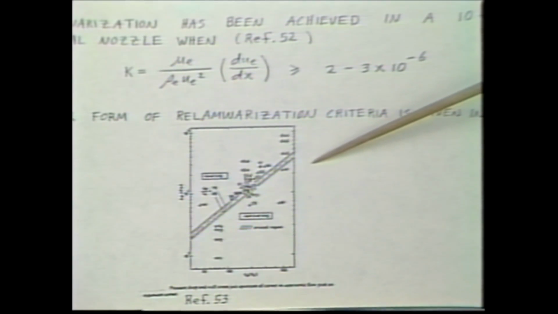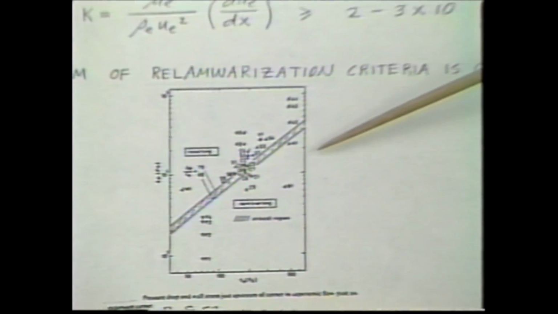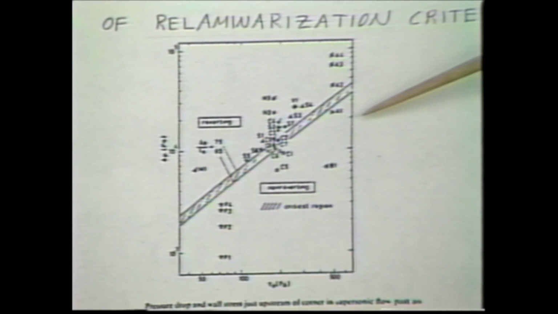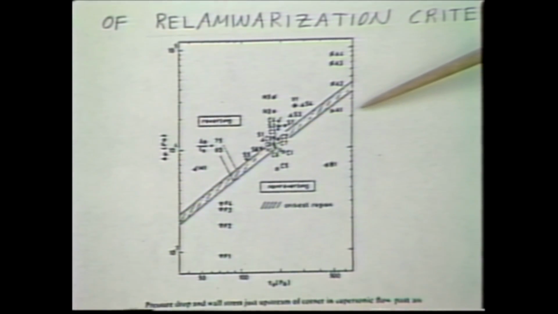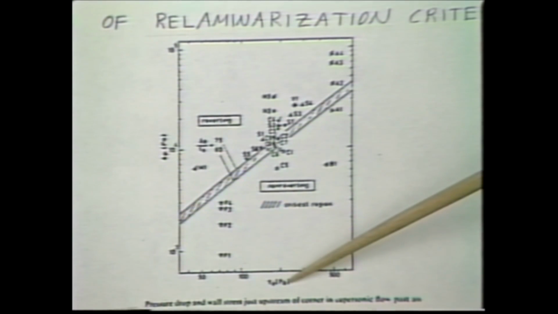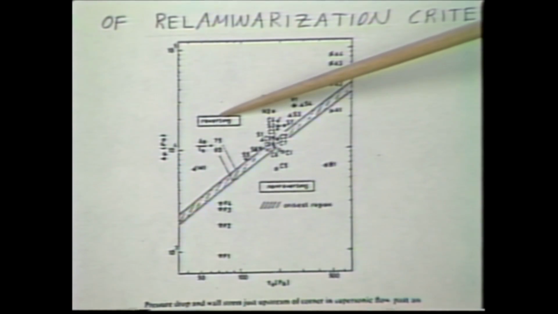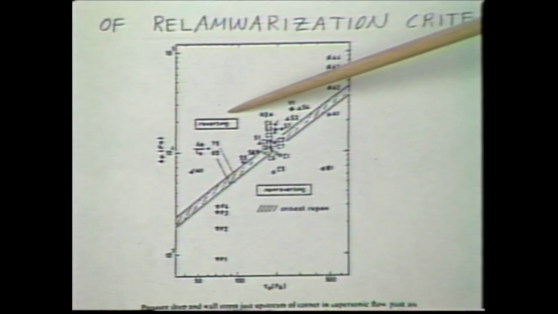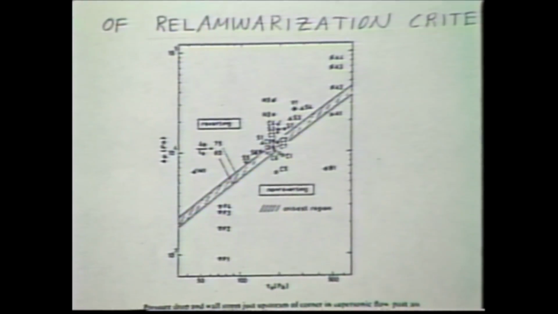Below that is another correlation derived by different authors of what it takes to relaminarize the flow, and it's a function of the pressure drop across the corner divided by the shear stress, as a function of the shear stress upstream of the corner. It just shows that if the values are up here, it'll revert to laminar. If they're down here, it will not. And all that can be delved into at your leisure.